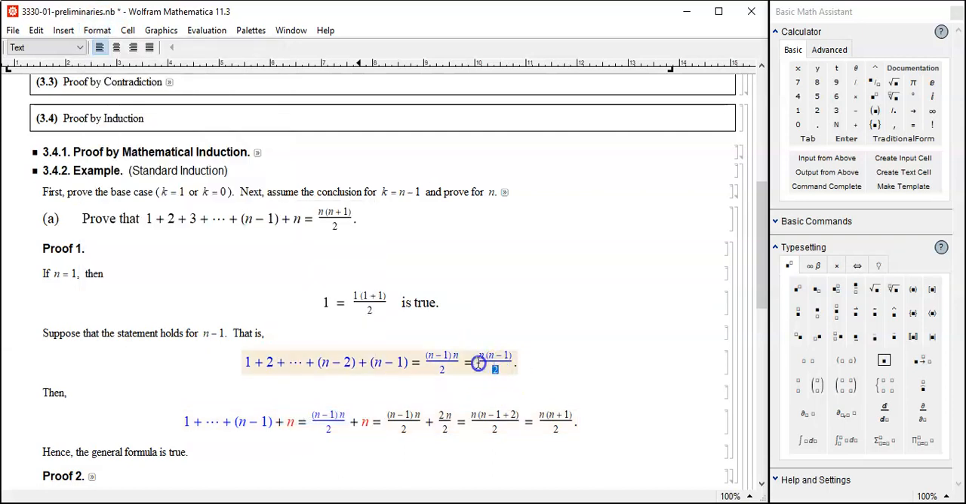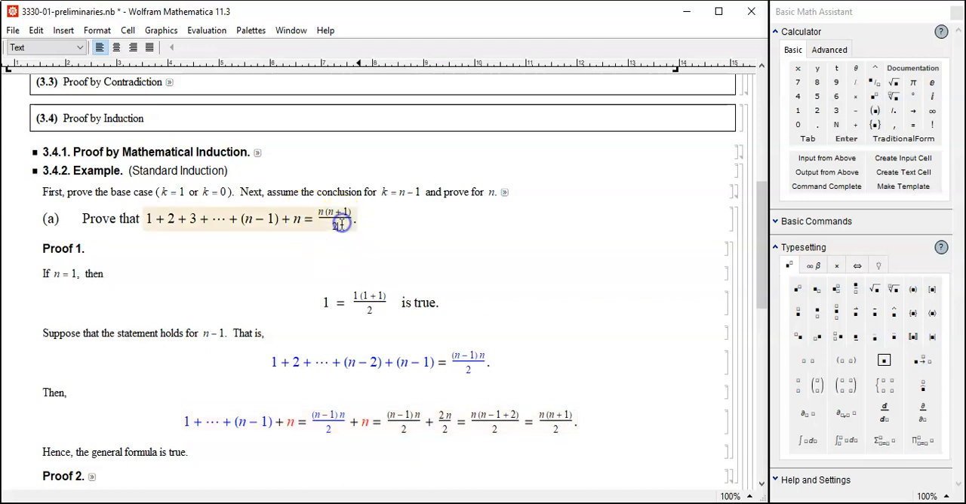So from here, looks like we don't really need this part. Add n to both sides, which I highlighted in red. And on this right-hand side, let's do a bit of algebraic manipulation. This n is 2n over 2, by taking the common denominator, and take n out as factorization and manipulate. What do you get? We get precisely what we wanted, n times n plus 1 over 2.